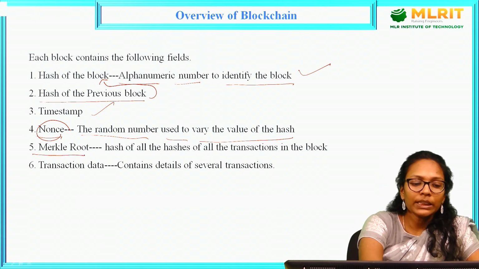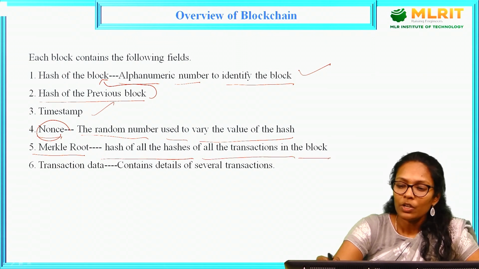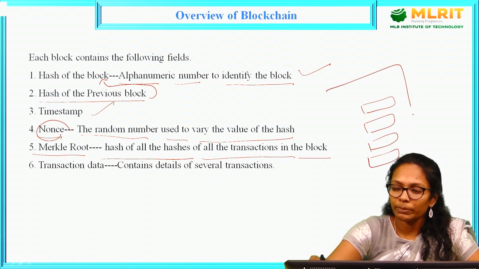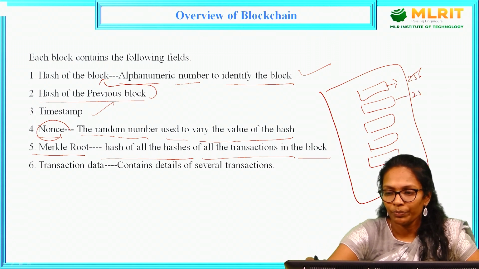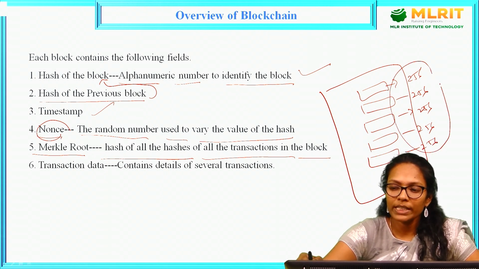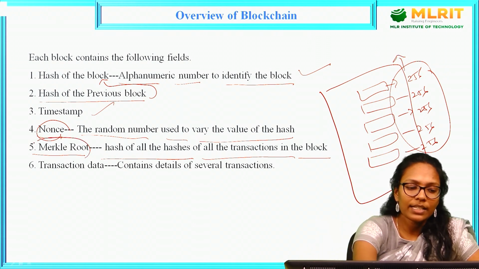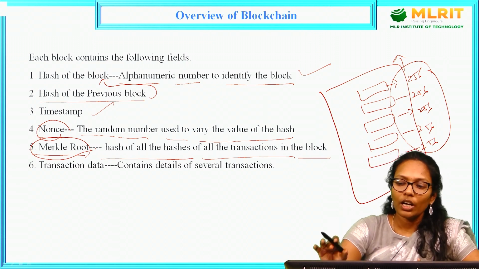And next is Merkle root. So, hash of all the hashes of all the transactions in the block. For example, I have 10 transactions in a block. So this is completely one block, and in this I have some 10 transactions. For each transaction we have a hash code, a 256-bit hash code. For example, I am taking 5 transactions here. By combining all these 5 hashes, again I am generating one more hash, and that is called the Merkle root. So Merkle root is nothing but the hash of all the transactions in the block.